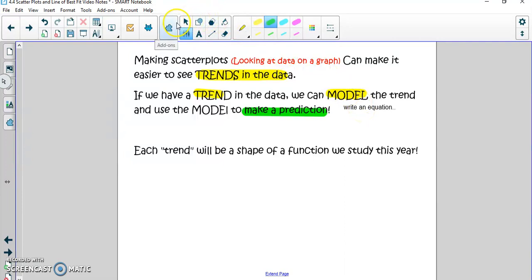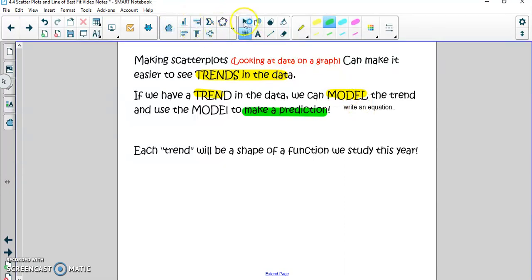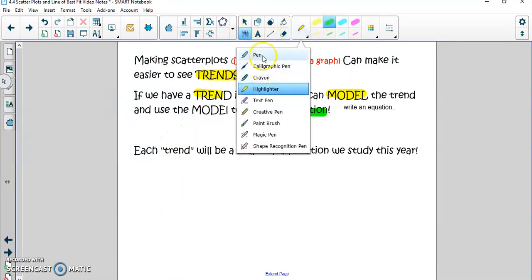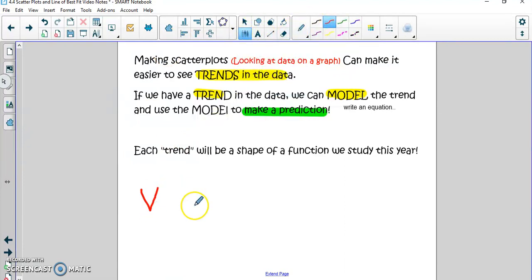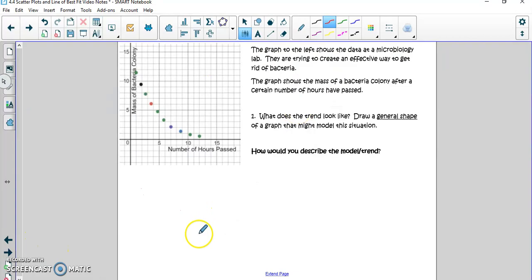There are a lot of different models that we can use. The trends that we're going to look at just as an introduction today, each trend will be a different type of function. We've already seen some functions this year, like the absolute value function, lines, horizontal lines, and vertical lines. Here's our first example, what you have in front of you.